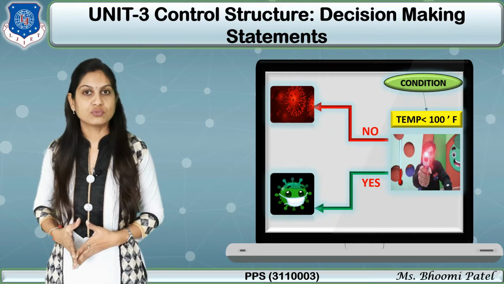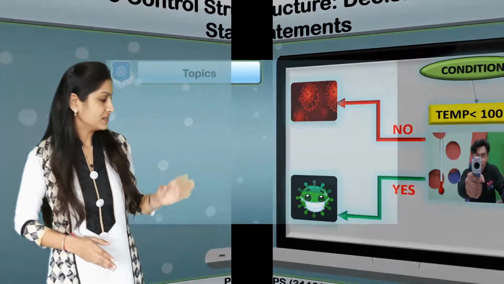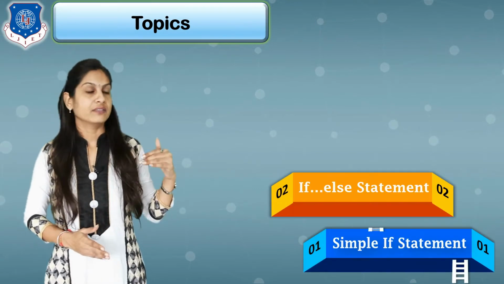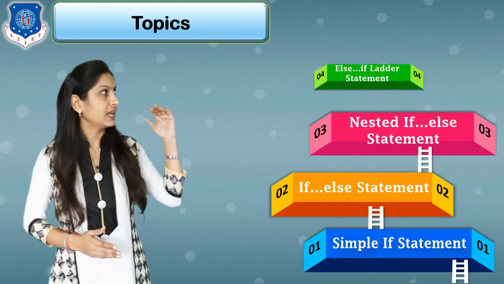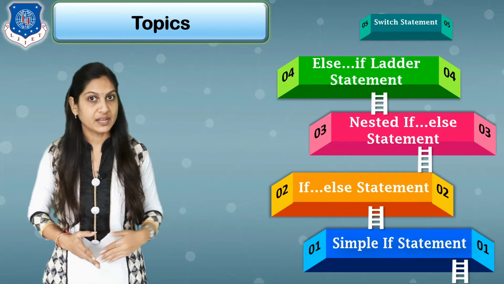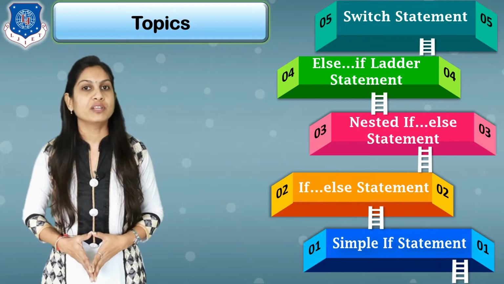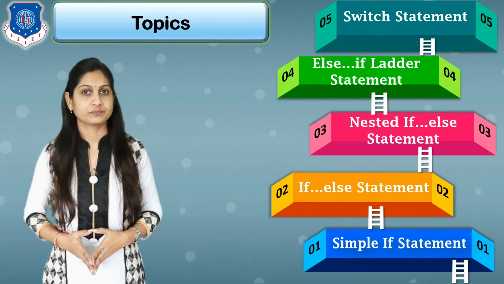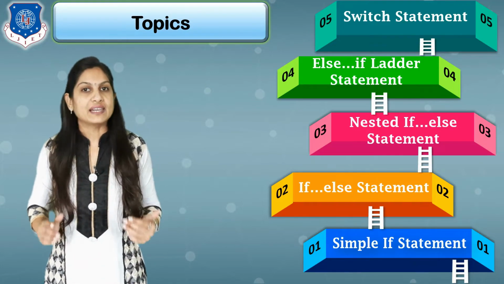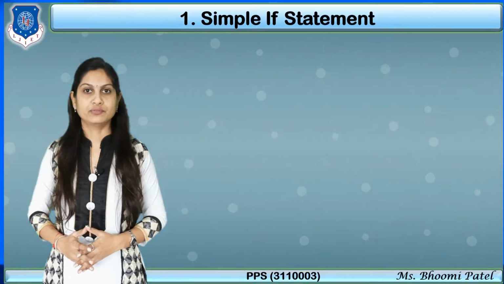Which topics do we have to discuss in this unit? First the simple if, then if else, then nested if else, then else if ladder, and the last one is the switch statement. So in total 5 different statements we have to learn, and we move to the very first, that is simple if.